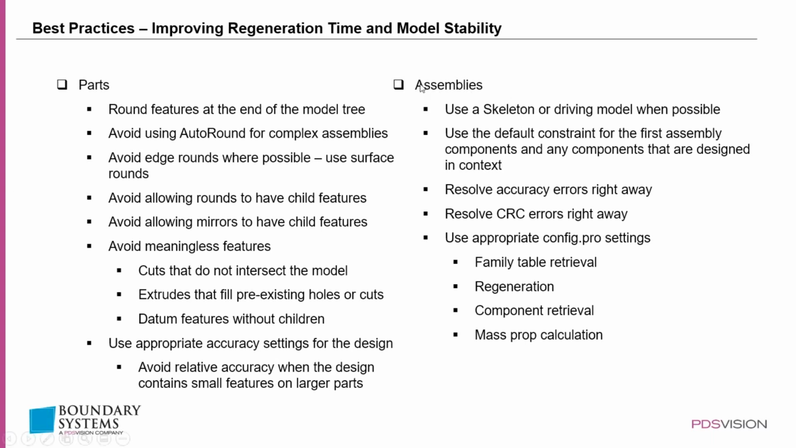So, best practices in assembly mode. We have: use a skeleton or driving model when possible. If you do not have the advanced assembly extension, you sadly don't have access to skeleton models. You can use a driving model. But essentially what both of these do is they remove references between components. So rather than assembling component B onto component A, we're just assembling both of these components onto predefined datums or surfaces from a skeleton model.